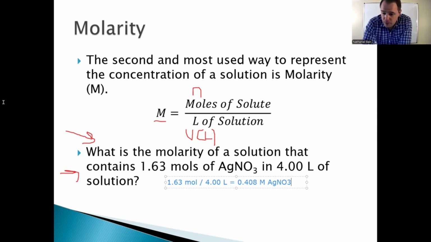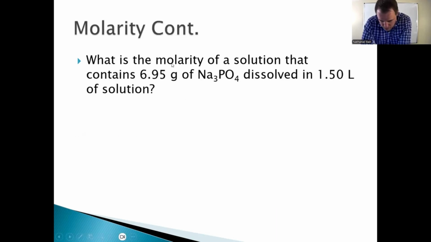Well, I'm going to make you do some simple stoichiometry. Instead of me giving you the amount of solute in moles, what if I give you the amount of solute in grams? So, for example, what is the molarity of a solution that has 6.95 grams of sodium phosphate dissolved in 1.5 liters of solution? Give that one a shot.